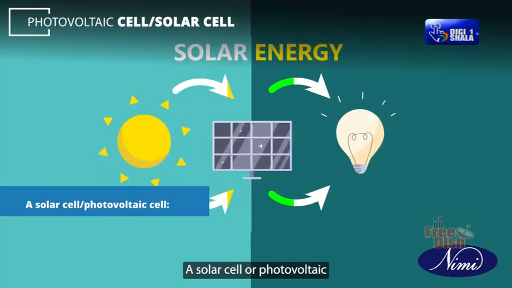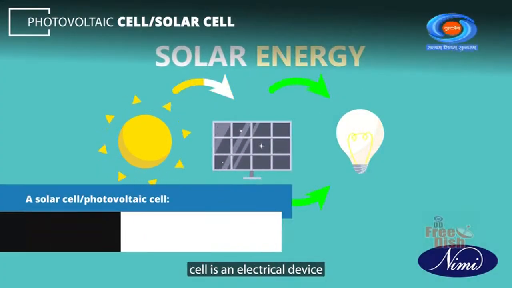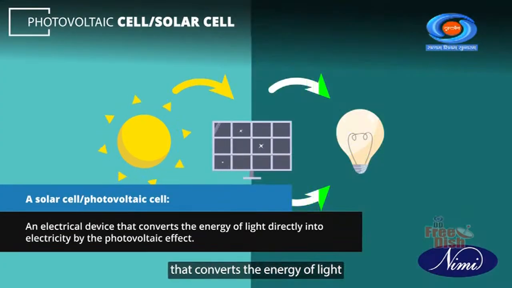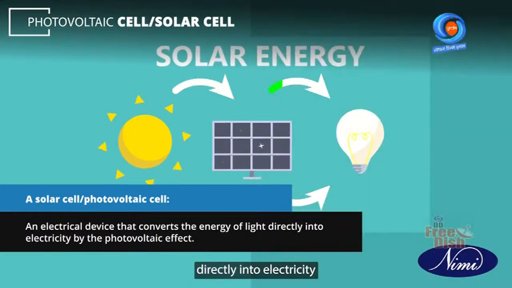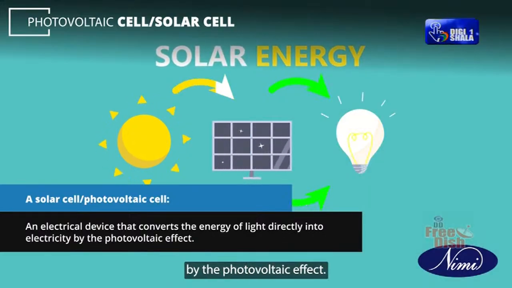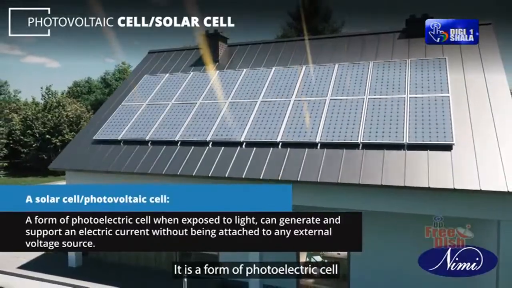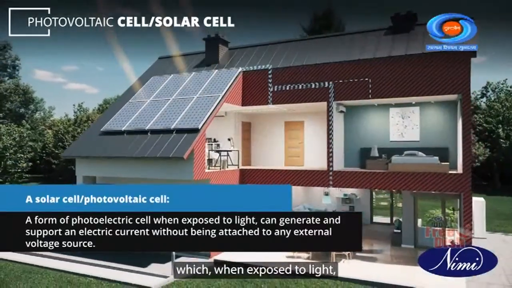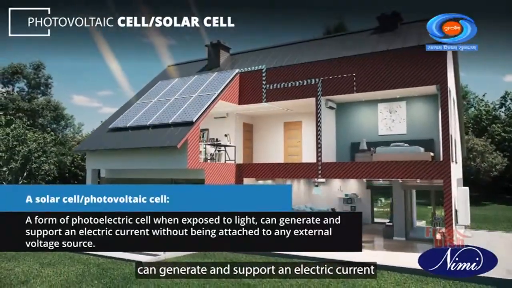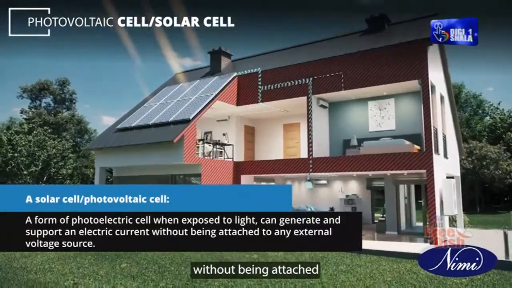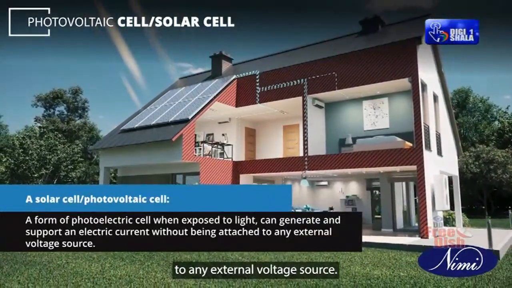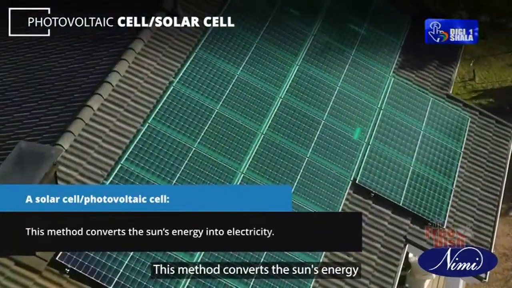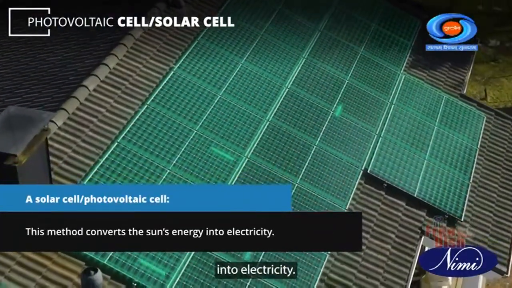A solar cell or photovoltaic cell is an electrical device that converts the energy of light directly into electricity by the photovoltaic effect. It is a form of photoelectric cell which, when exposed to light, can generate and support an electric current without being attached to any external voltage source. This method converts the sun's energy into electricity.